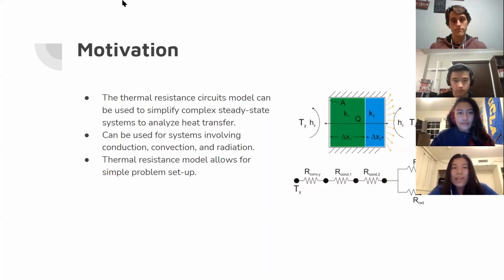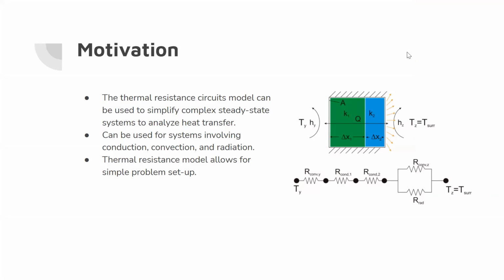So our topic is steady state heat transfer thermal resistance circuits model. And the resistance circuits model is important because it can be used to simplify complex steady state systems to analyze heat transfer within the system. If a system has heat transfer via conduction, convection, and radiation, the thermal resistance model allows for a simple problem setup.